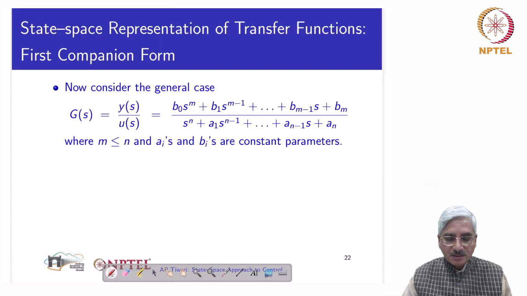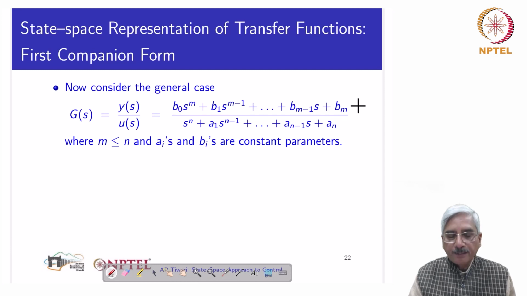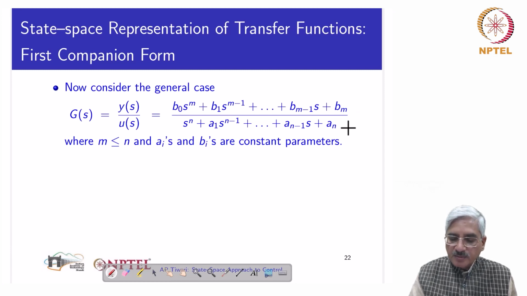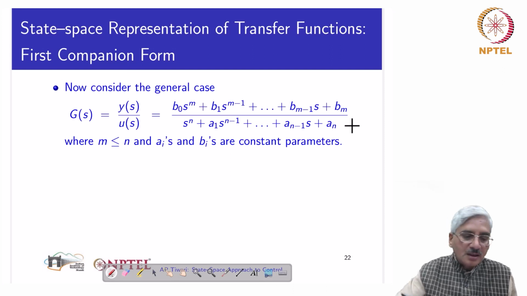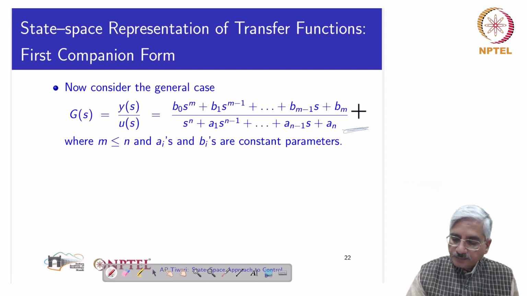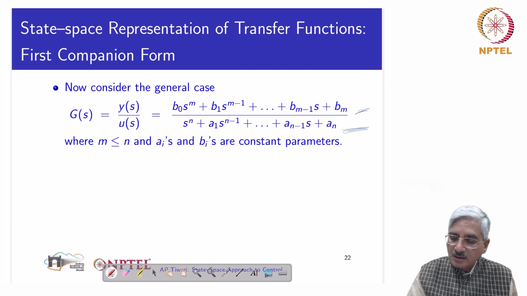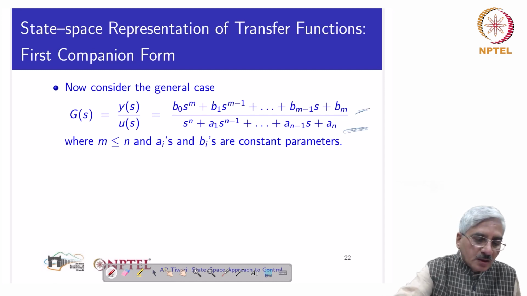Now the general case, in which the numerator is also a polynomial in s of degree m, and the denominator, as before, is a polynomial of degree n. So this is given here, and we have to now represent this system in the first companion form. We considered the case in which the numerator was just a constant k.